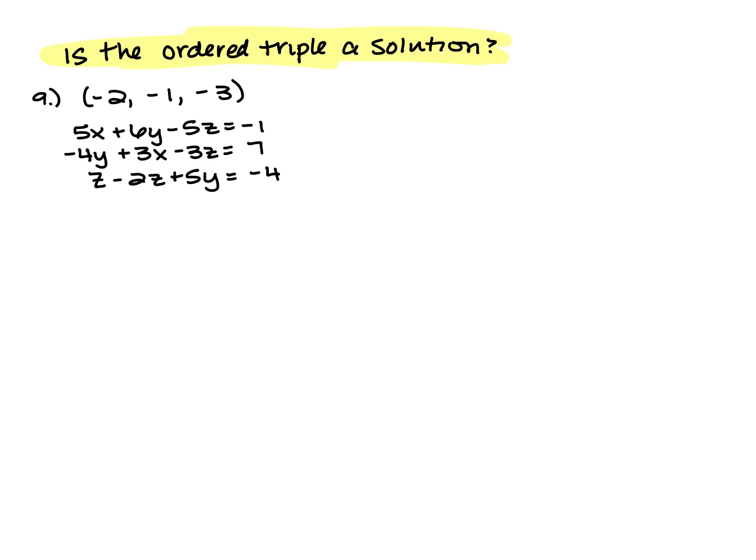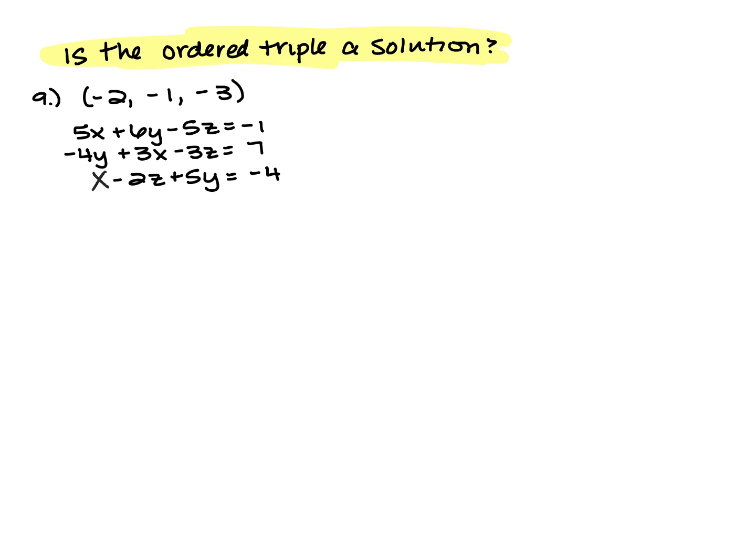And x minus 2z plus 5y is equal to negative 4. I'm sorry, that first term should be x, not z. So x, this is x, minus 2z plus 5y is equal to negative 4.